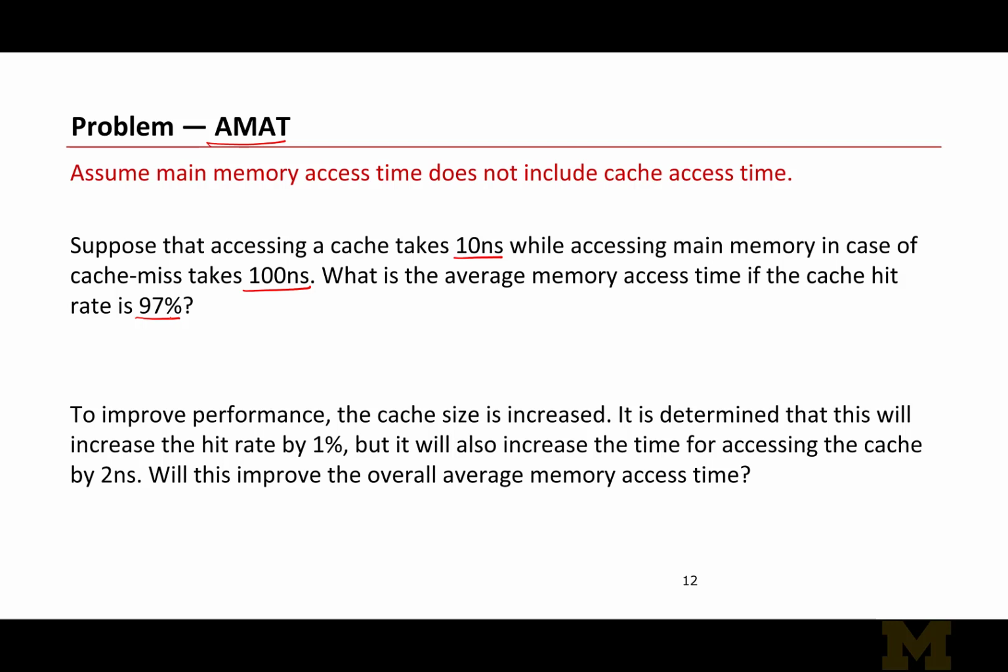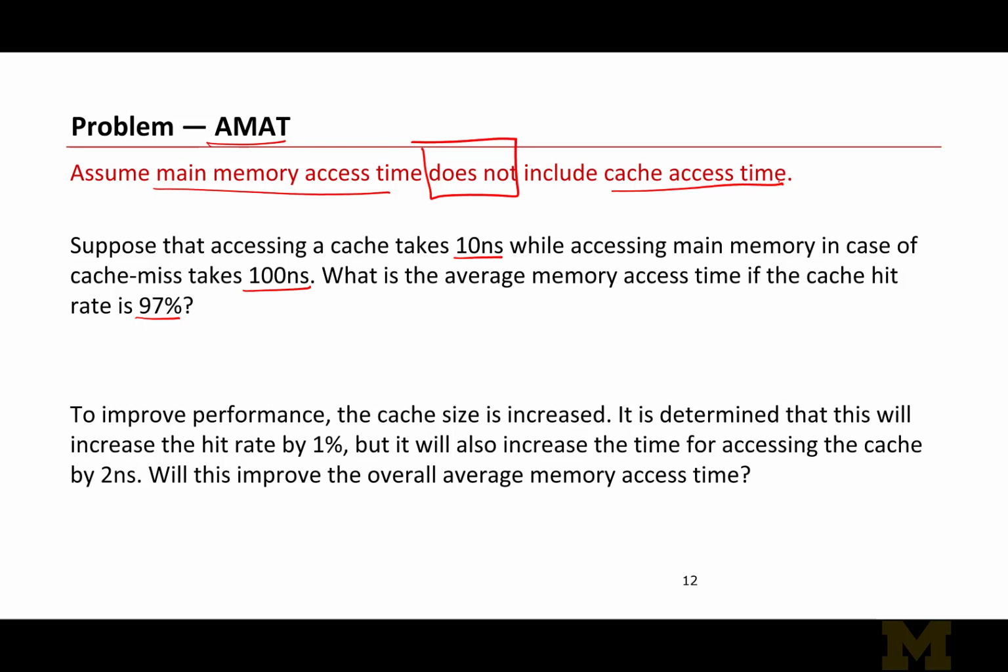Now the question also asks you to assume that main memory access time does not include the cache access time. So this is different from what we had assumed for the problem that we solved in the previous lecture, and this is one of the common confusions among students when it comes to computing AMAT, because some problems would say memory access time includes cache access time, and some problems say the opposite. So you want to be familiar with both of those assumptions.